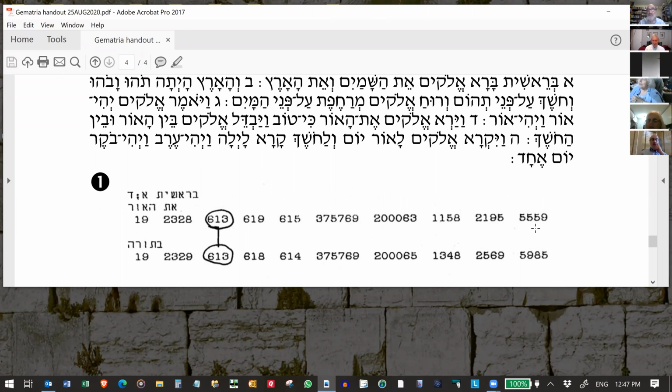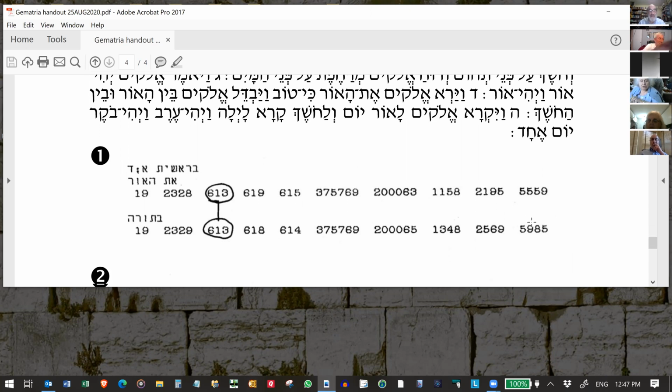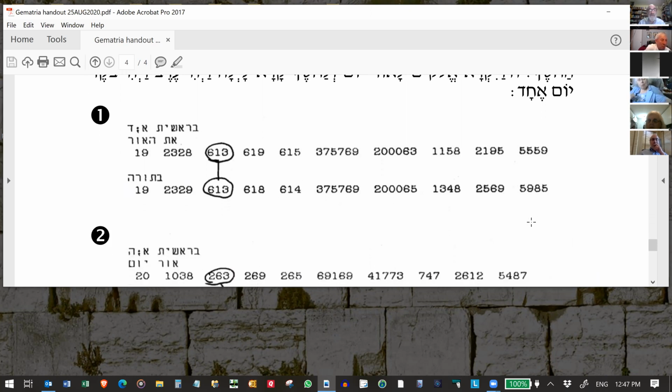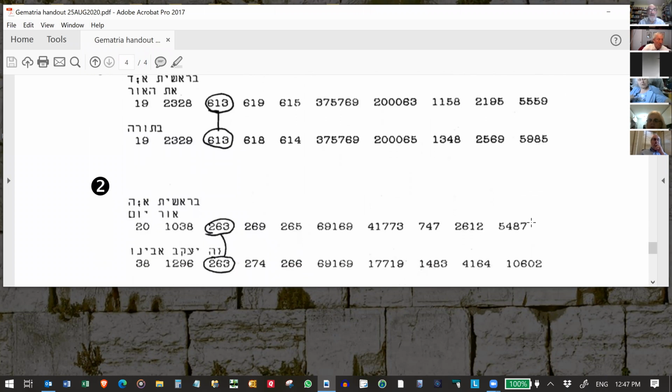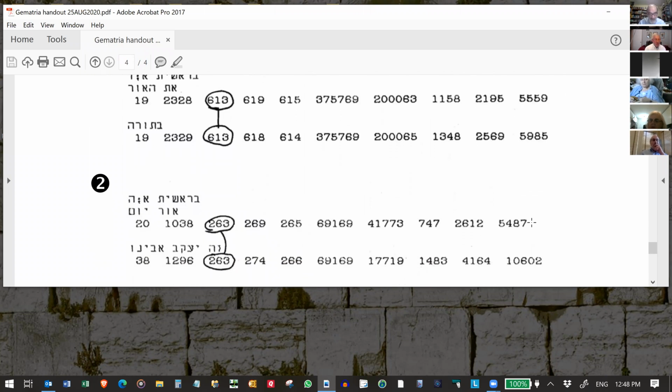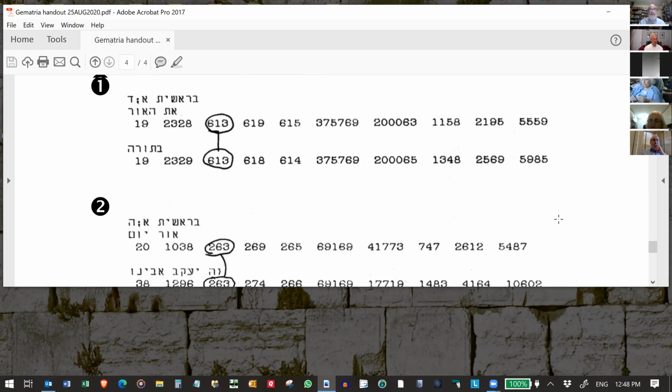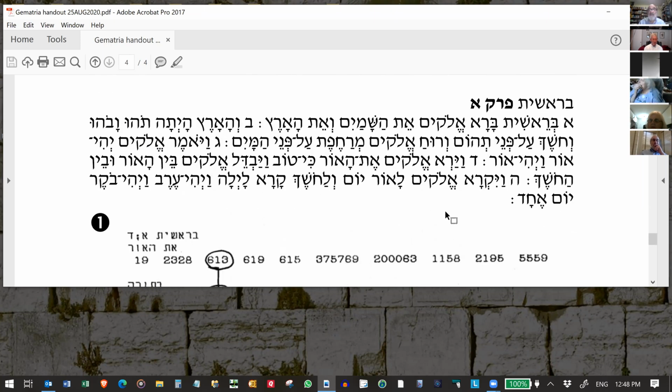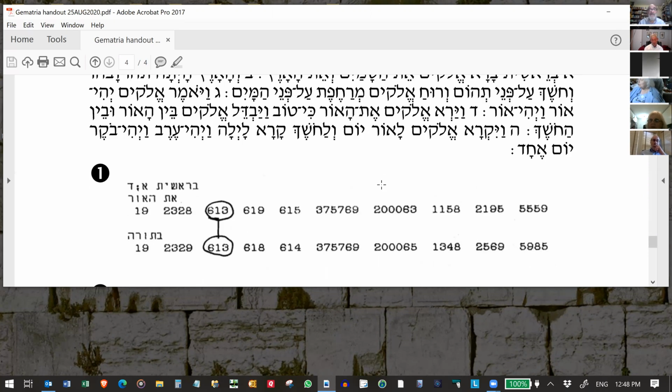And these are some of the bigger ones up there. Very few of these, I think, really generated anything, but some of them did generate a little help down the road. Okay, so that's the first one. The second one, also from the same section, ha'or yom. Vayikra, wait a minute, where am I? Up here, the last pasuk. Vayikra Elokim la'or yom v'lachoshech kara laila. Hashem called the light day, and he called the darkness night. Day and night.